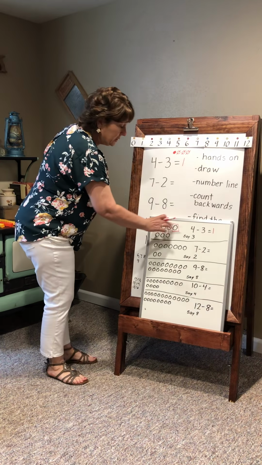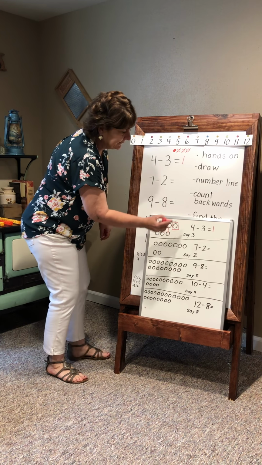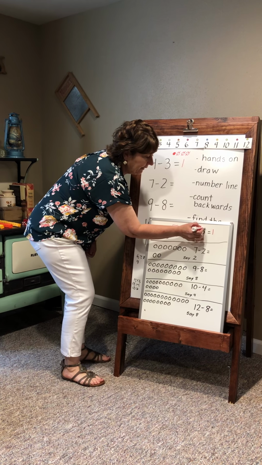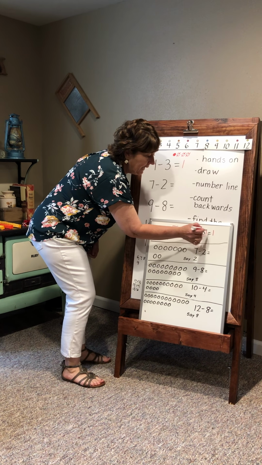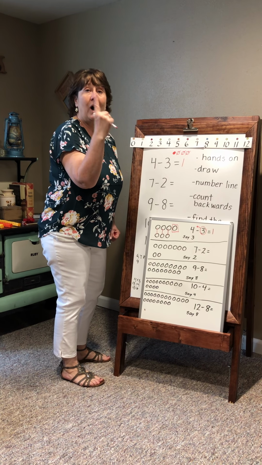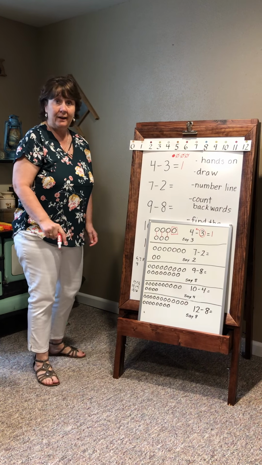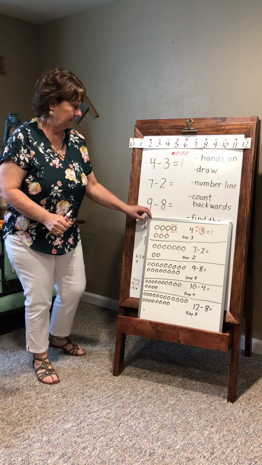So if I don't use this strategy with the circles, I can start by saying the 3 and count to get to 4, which is 1 more. And so that is another easier way to find the difference.